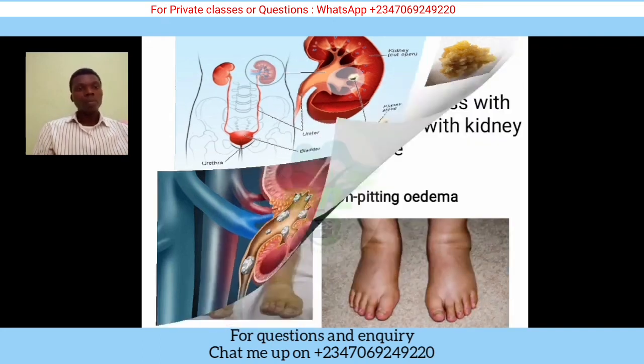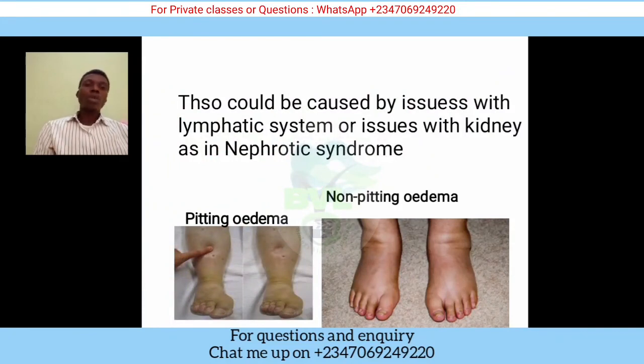Then we have what we call edema or dropsy. Now dropsy is the puffy appearance of the face and the limbs. Now it can be caused by two effects. It can be caused by issues with the lymphatic system. That means the lymphatic system is not draining fluid very well. If you have seen my video on the lymphatic system, you understand what I mean by that. Or circulation, basically, that I talked about.